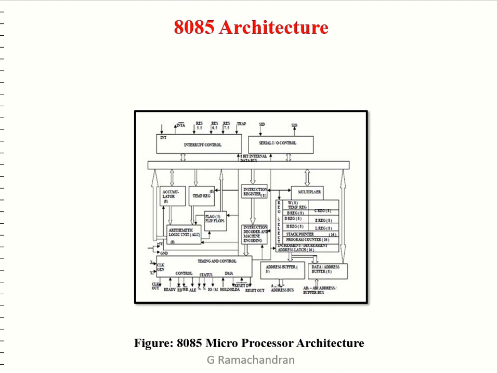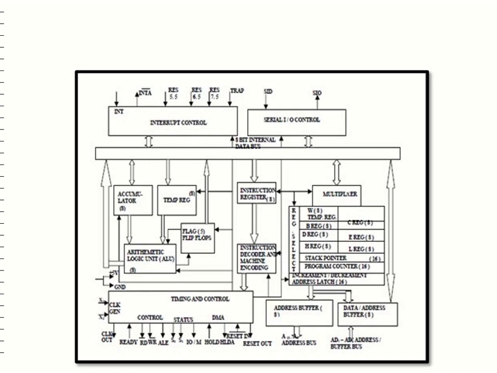The architecture of 8085 is as shown in the figure. As shown in the figure, it consists of an accumulator. Accumulator is an 8-bit register used to perform arithmetic, logical, input, output and load store operations. It is connected to the internal data bus and the ALU, arithmetic logic unit. As the name suggests, it performs arithmetic and logical operations like addition, subtraction, AND, OR, etc. on 8-bit data.